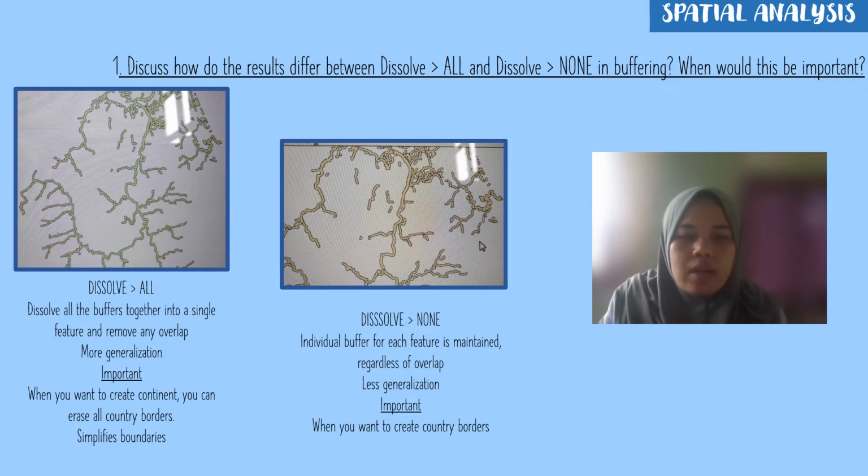For dissolve none, the individual buffer for each feature is maintained regardless of overlap in the map, and it has less generalization. It is important when you want to create country borders.